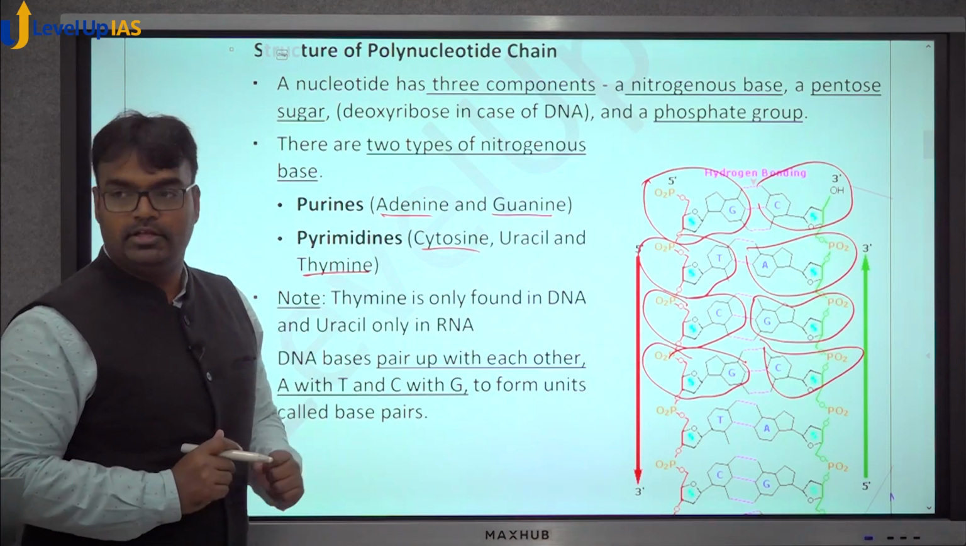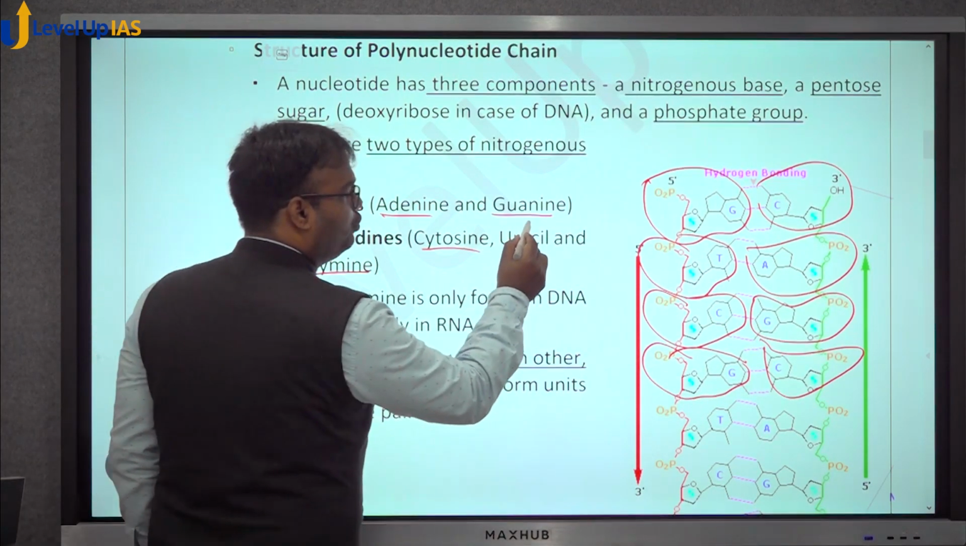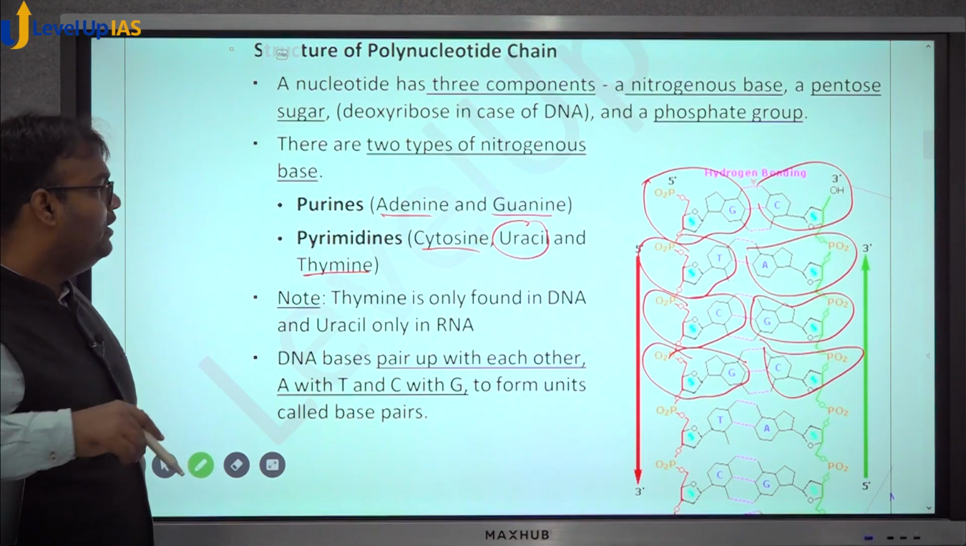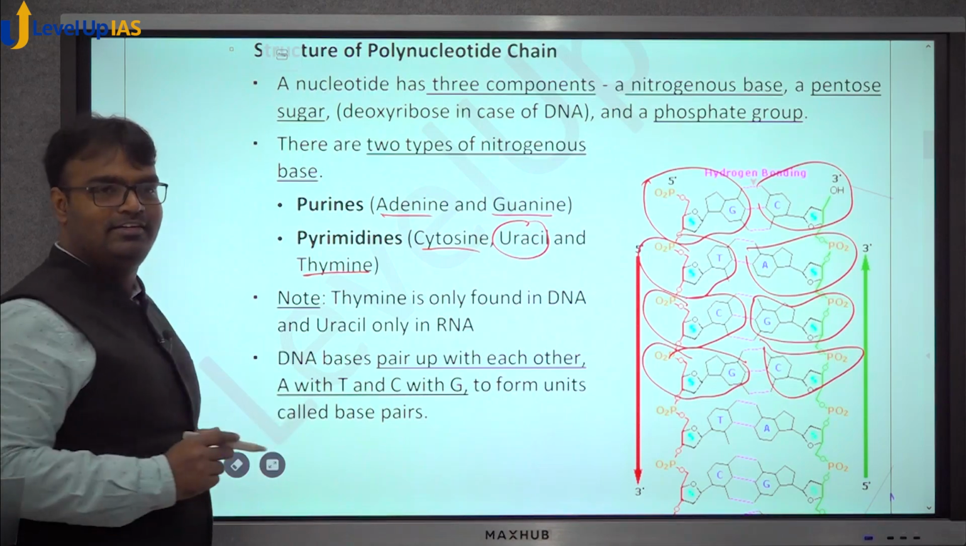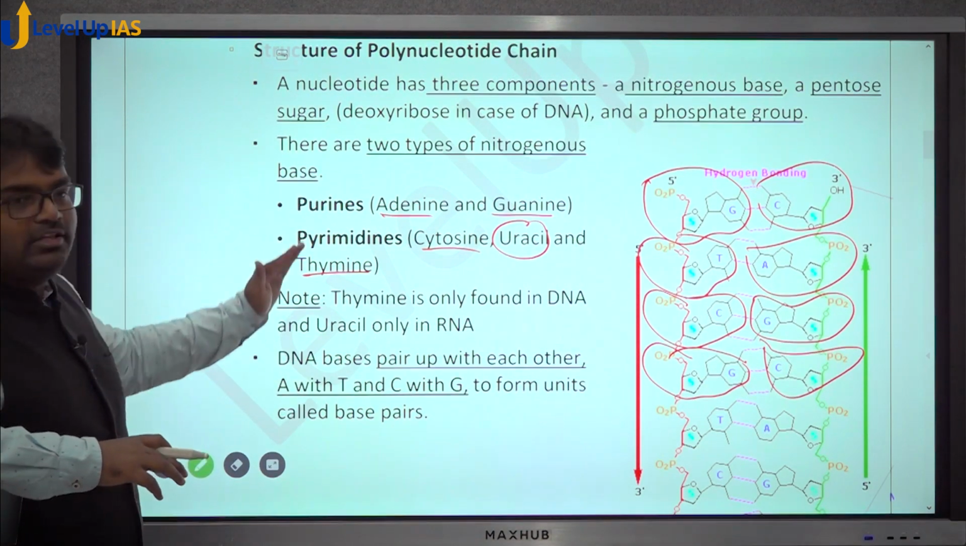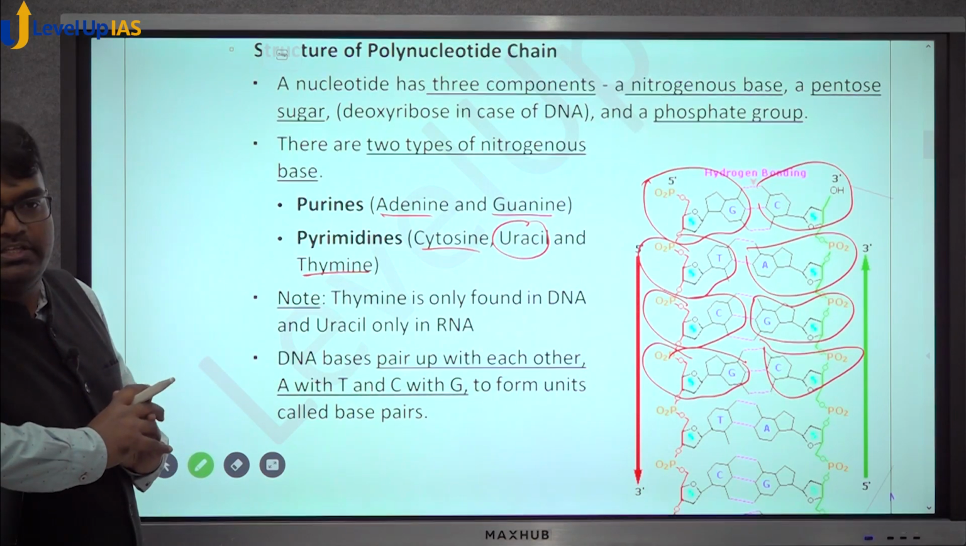ATCG base pairs are visible. In DNA, we do not have uracil. Uracil is found in RNA. In RNA, thymine is not there; uracil is there. So we'll come to this thing. But these are the nitrogen bases which are there.